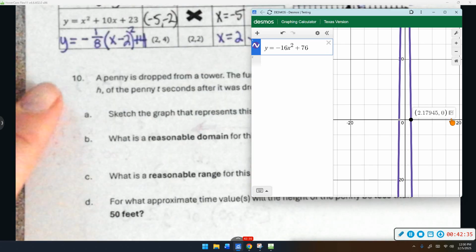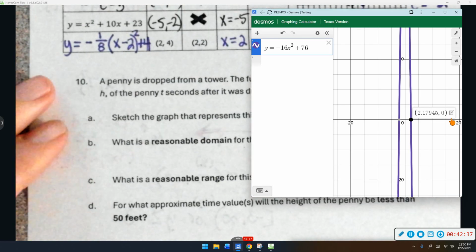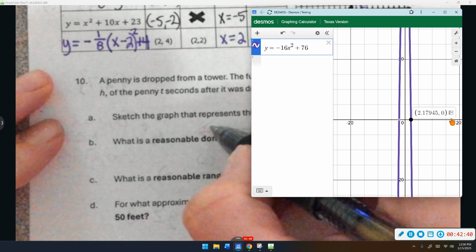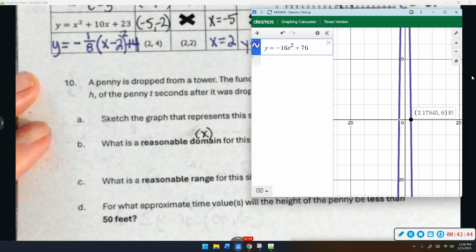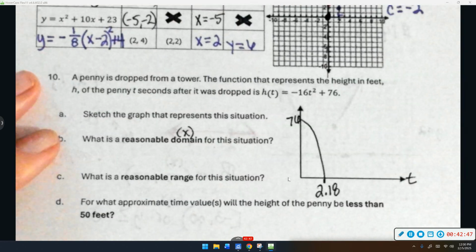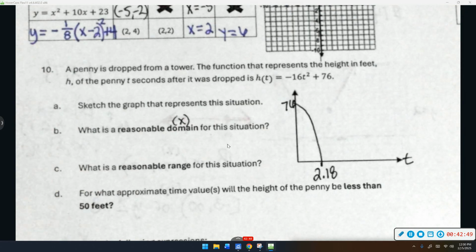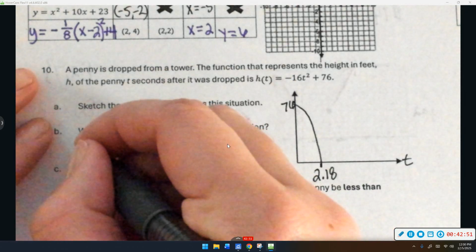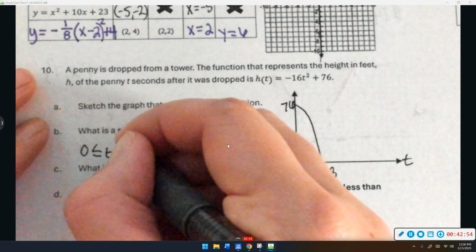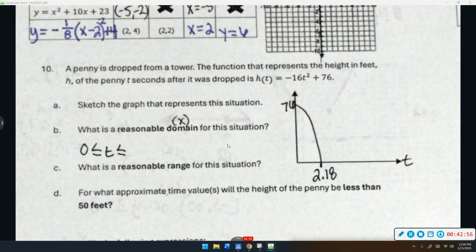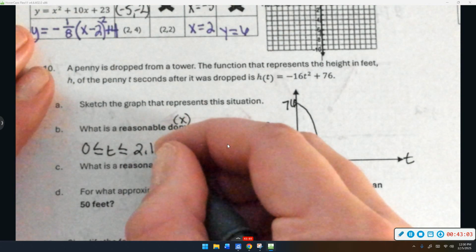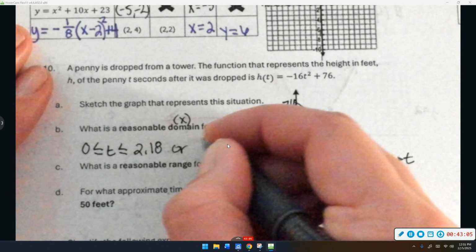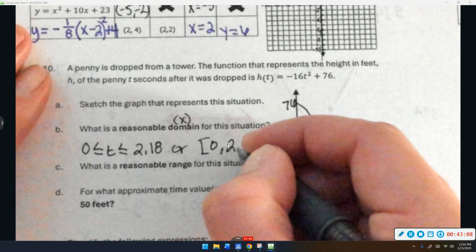All right, what is a reasonable domain for this situation? Domain is your x values. So in our case, this is time. So let me get rid of this Desmos for a second. What is a reasonable domain? Well, our time has to begin at 0, right? And the story is over when the penny hits the ground. And the penny hits the ground at time 2.18. Or in interval notation, it would look like this: bracket 0, 2.18.